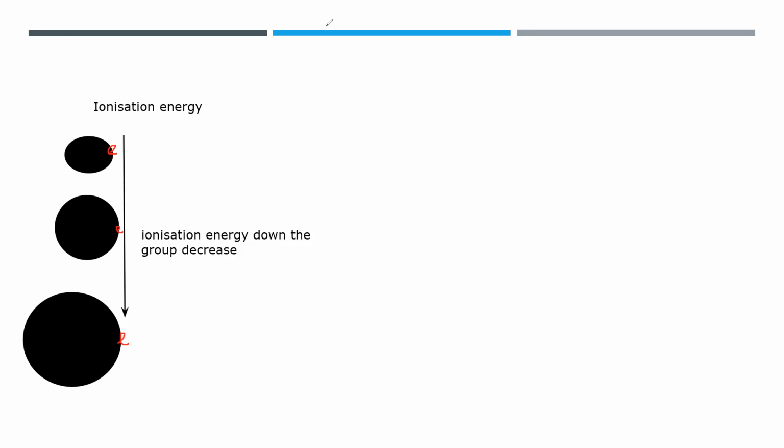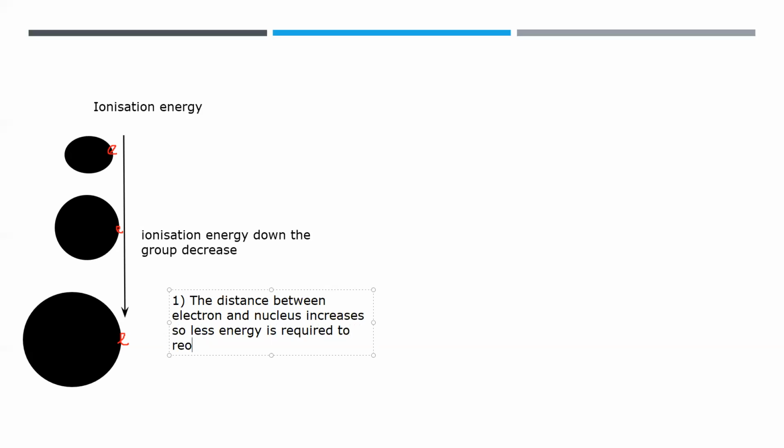So there are two reasons. Number one, why did it happen? Because the greater the distance between the electron and the nucleus, the less energy is required to remove the electron. That is one reason. What is the second reason? The second reason is known as the shielding effect.